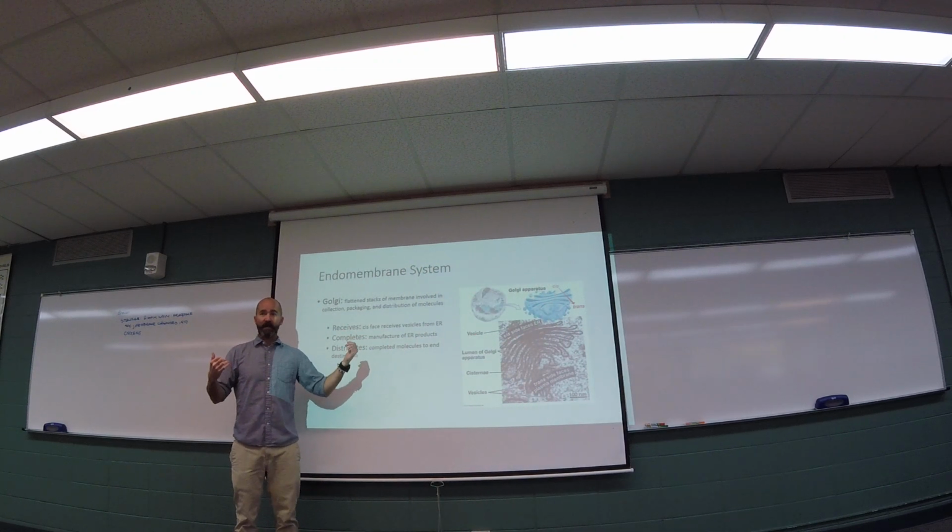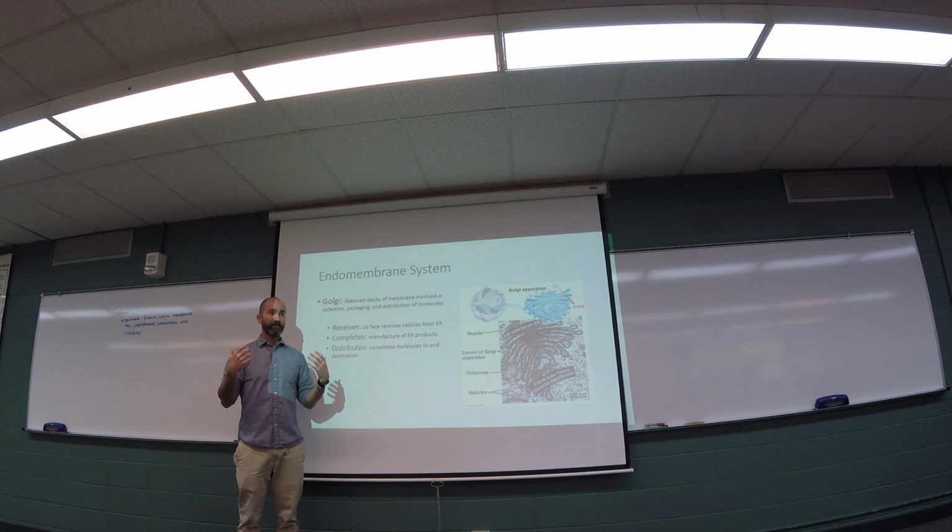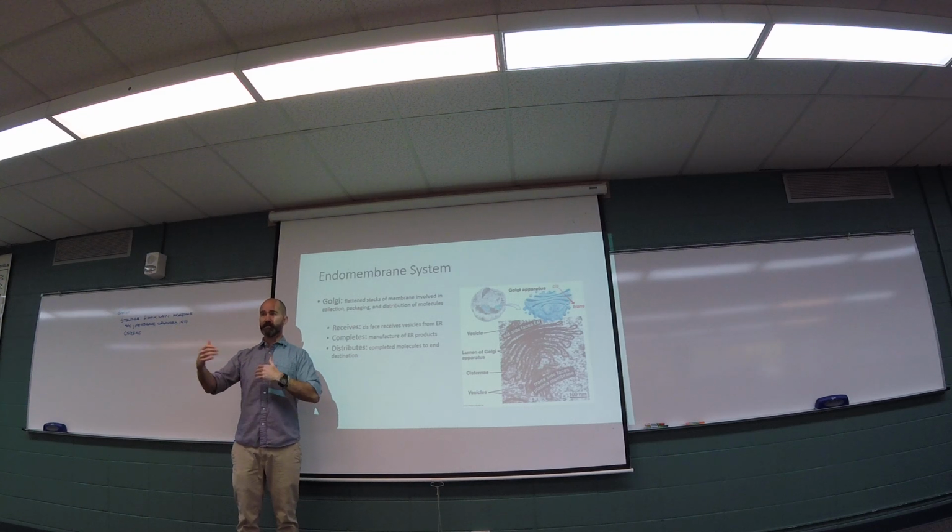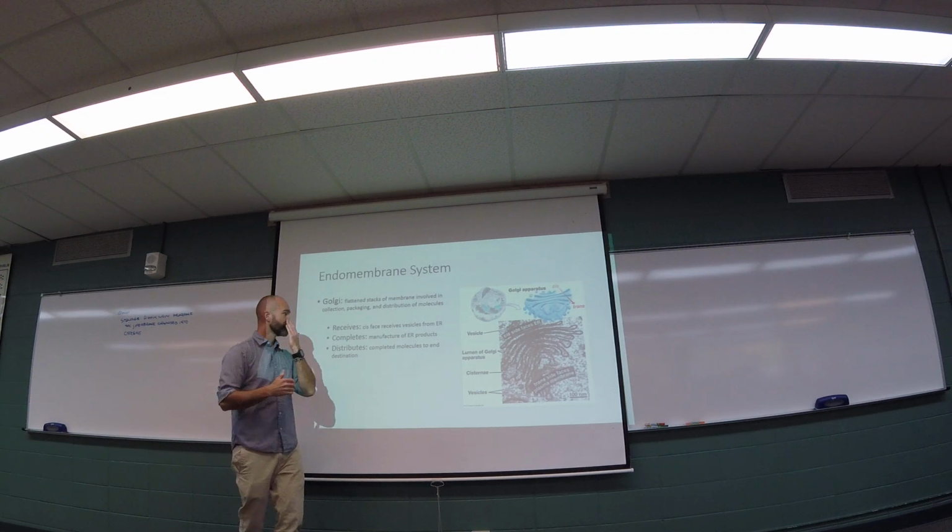Cisterns in the Golgi apparatus do the same thing. They collect things from elsewhere in the cell. And the job of the Golgi apparatus is to take all of those things that are made in the cell and to finish them up, and then to distribute them to where they need to go.